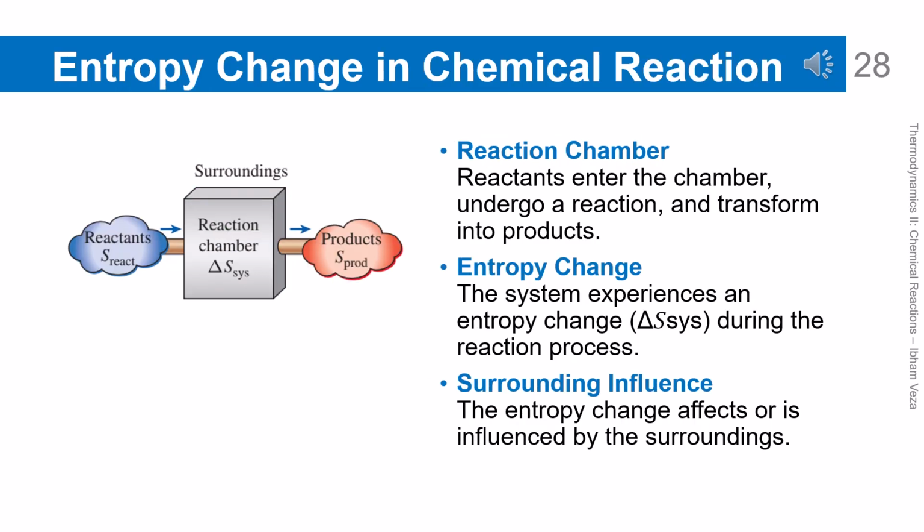Entropy change in chemical reaction. During a reaction, the system experiences an entropy change expressed as delta S of the system. This change is associated with the transformation of reactants into products. The surroundings are also affected through heat and work interactions. Entropy analysis provides a second-law perspective on combustion. With this, the direction of spontaneity and the irreversibility of the process can be evaluated.